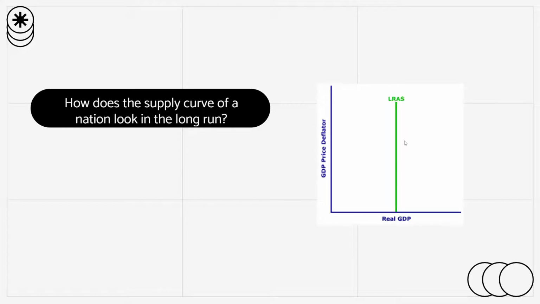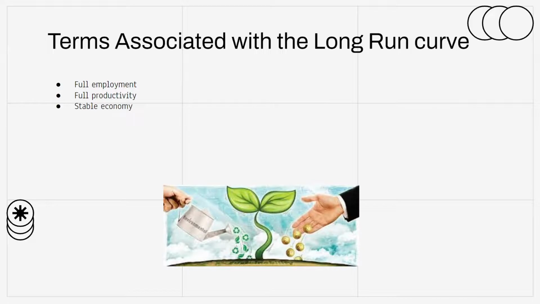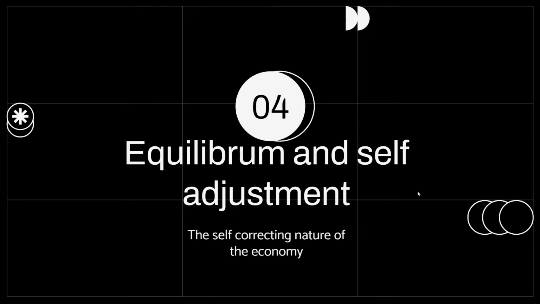So the long run aggregate supply curve is how much you will be producing in a full employment type of economy. The words associated with the long run curve are full employment, full productivity, and a stable economy. As you can see, the economy is growing, it's blossoming. It's kind of where the price and GDP are most stable. It's basically a place where the economy is very healthy. Equilibrium and self-adjustment.